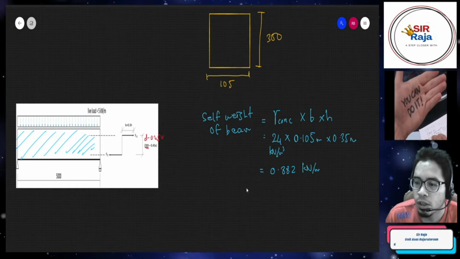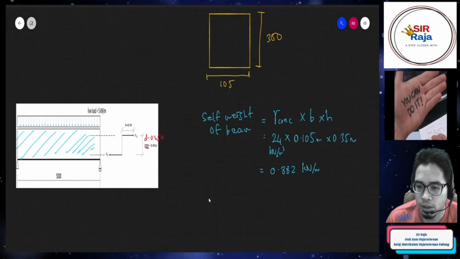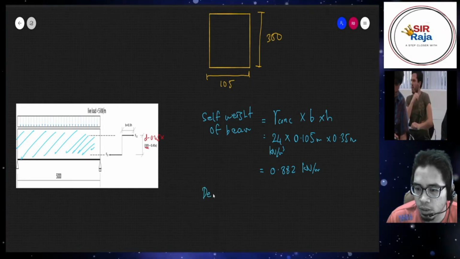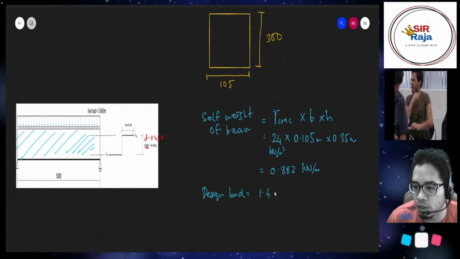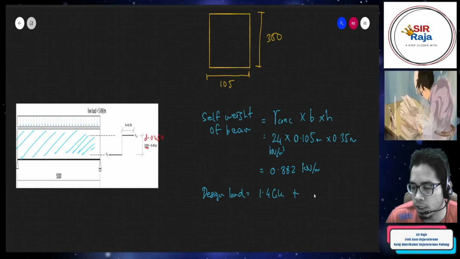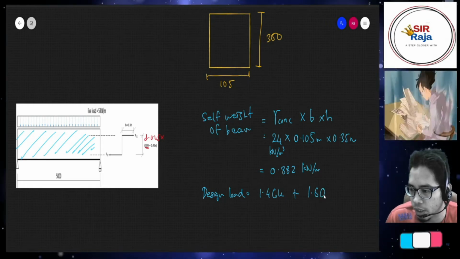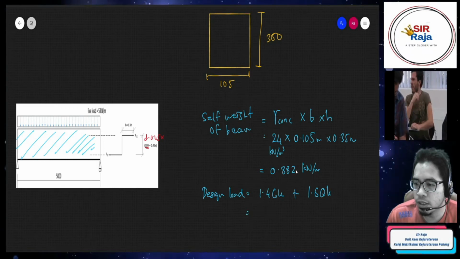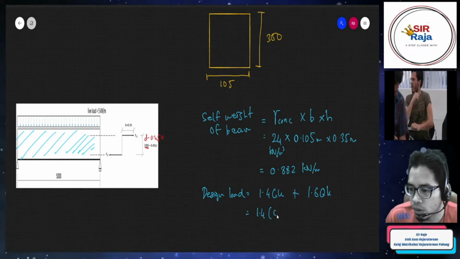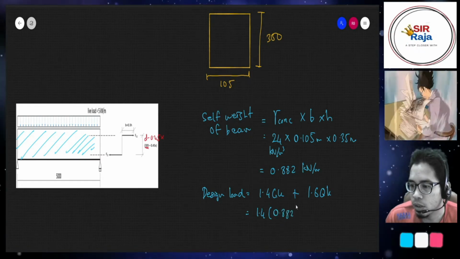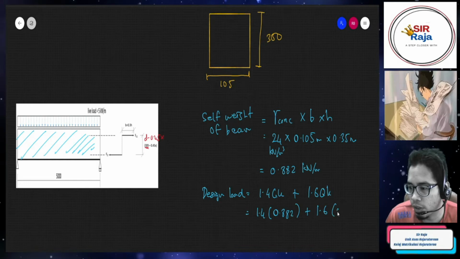Now we have our self-weight, and we want to know the design load. Make sure you put down the formula in the question. If the question asks you to find the design load, show the formula first: 1.4Gk plus 1.6Qk. In this case, the Gk is the self-weight only. We don't have anything else. So it's going to be 1.4 times 0.882 plus 1.6, and the Qk is the live load here, times 5.